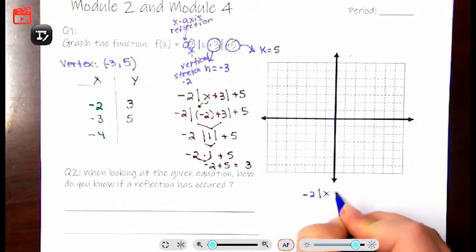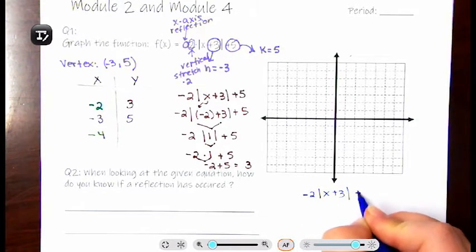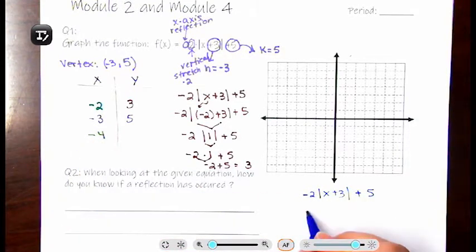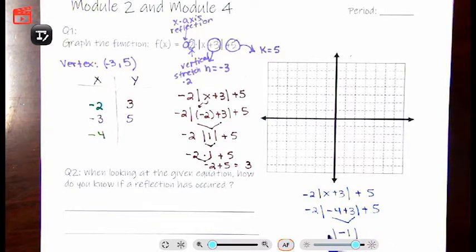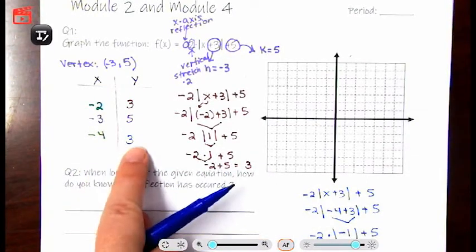-2 times the absolute value of x plus 3, plus 5. Now our second input is a -4. So here's -4 plus 3. -4 plus 3 is a -1, absolute value. Don't forget about that. Still multiplying by -2, still adding 5. The absolute value of -1, like I mentioned before, is a positive. Still have that multiplication. So we have -2 times 1, which is -2, plus 5, still 3. So our input was -4, our output was 3.